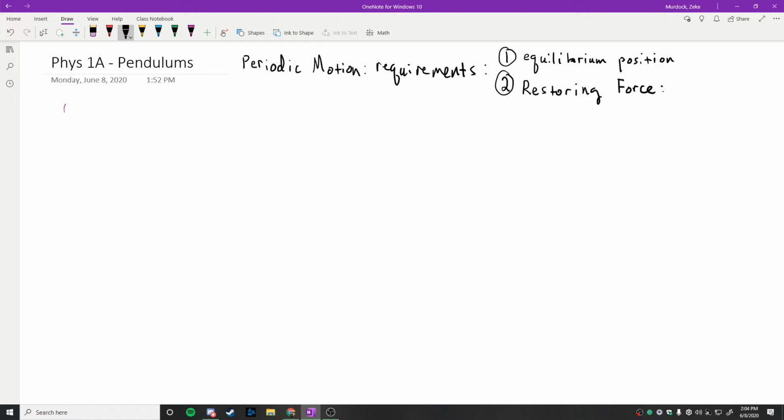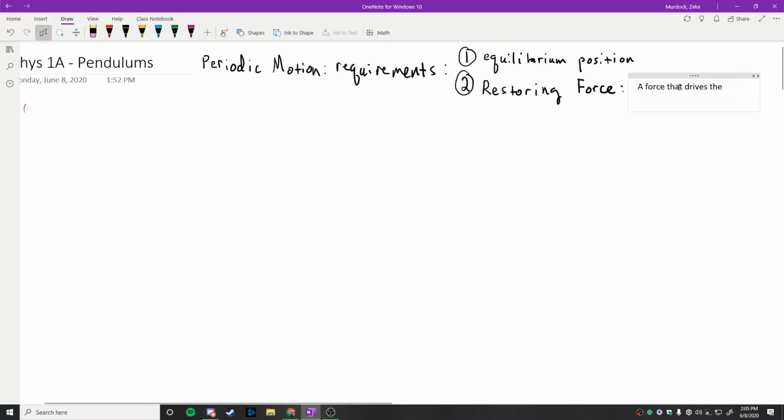Let me just type that out. I don't want to write in this tiny little area here. It's a force that drives the system to the equilibrium position.